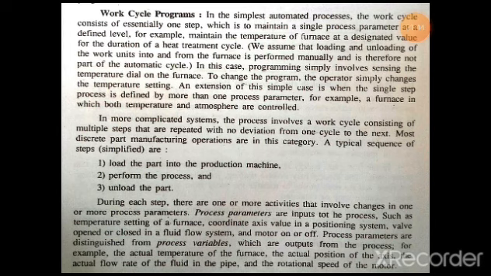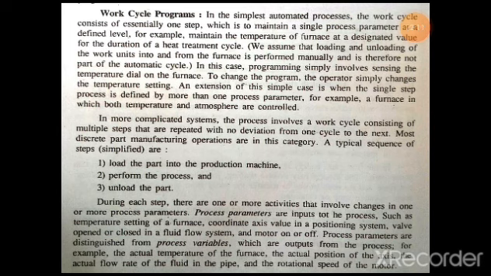Perform the process in that machine, unload the part, then it goes to the next machine, like that. During each step, there are one or more activities that involve changes in one or more process parameters. What are process parameters? They are inputs to the process, such as the temperature setting of a furnace, which we have just taken, a coordinate axis value in a positioning system, a valve opened or closed in a fluid system, or a motor on or off. This is all called process parameters.